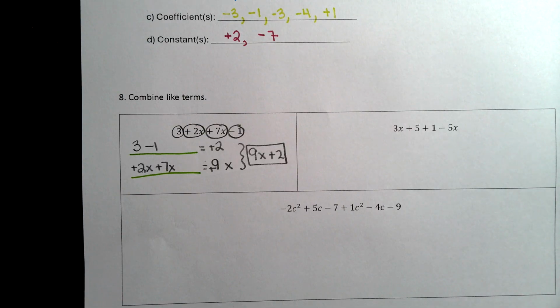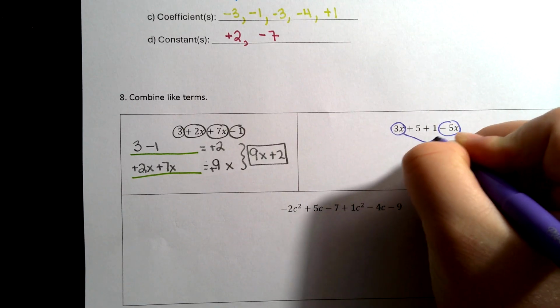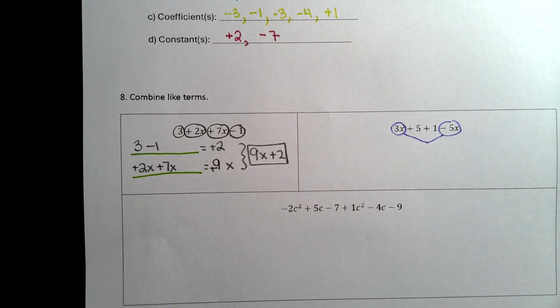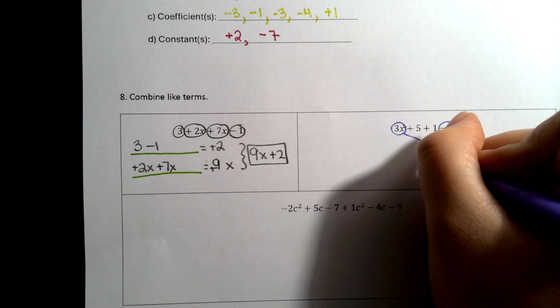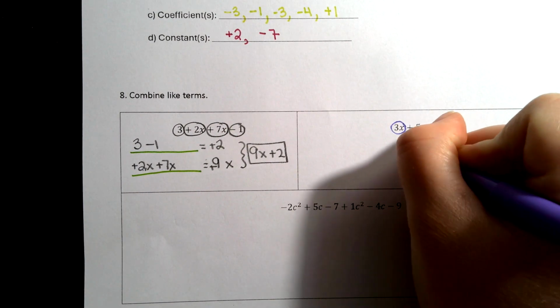A chapter 2 style would be taking my like terms with their symbols and drawing these little V shapes to combine them and then doing the math in your brain. So we would have -5 and 3 positives. We still have x, so -5, 3, that gives me a -2.